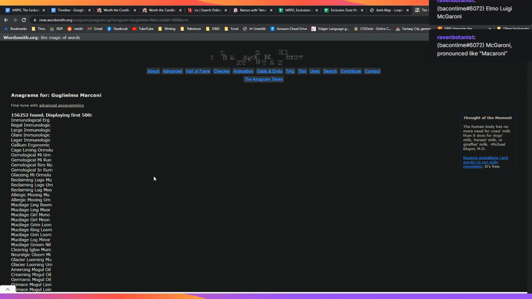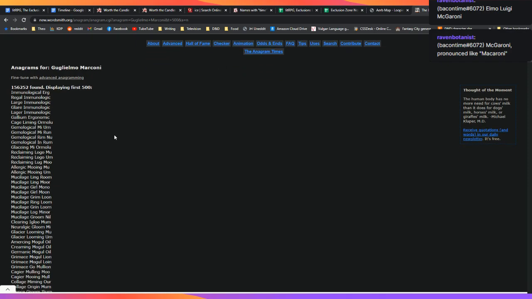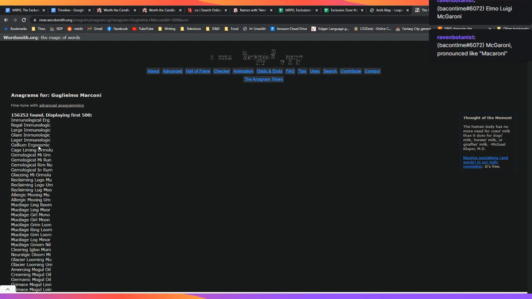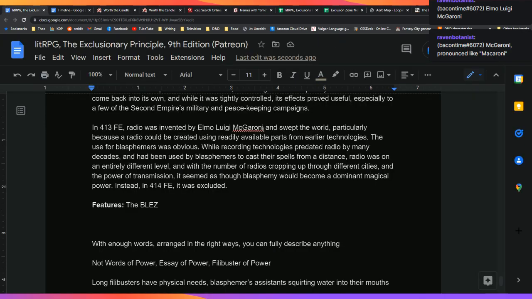Oh, okay. Immunological erg. A company called Gallium Ergonomic. I don't know what immunologic means. I know what immuno means, and I know what logic means, but I don't know what immunologic means. A company called Gallium Ergonomic. Okay, I like this better. I'm sorry, Bacon Time.